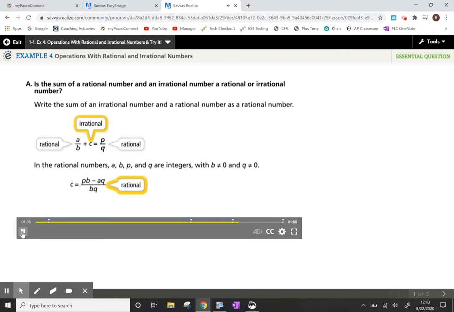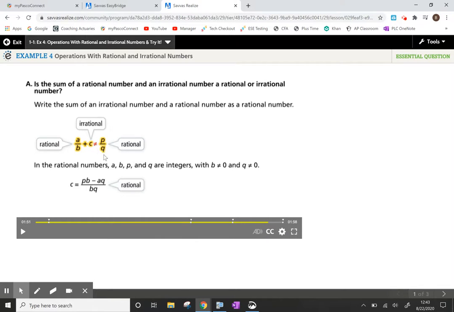So what went wrong? The mistake was to assume that you could write the sum A divided by B plus C in the form P divided by Q in the first place. Therefore, the other choice, the sum must be irrational, had to be. So basically, by writing the statement and assuming that the answer was going to be rational, we came to this contradiction. This is what we call proof by contradiction.